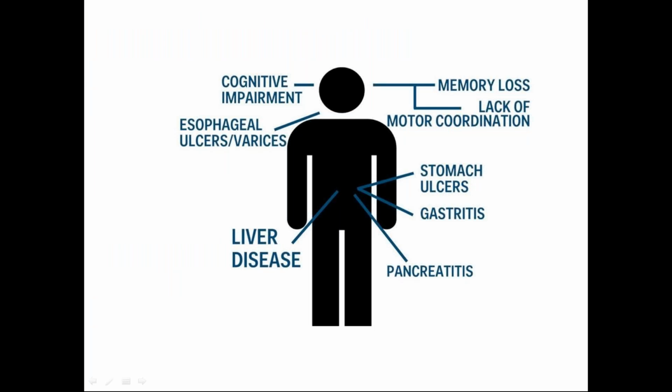These are some diagrammatic representations of the effects of alcohol on the body. There is cognitive impairment, esophageal ulcers and varices, liver disease, most importantly, pancreatitis, gastritis, stomach ulcer, and the patient can have memory loss and lack of motor coordination.